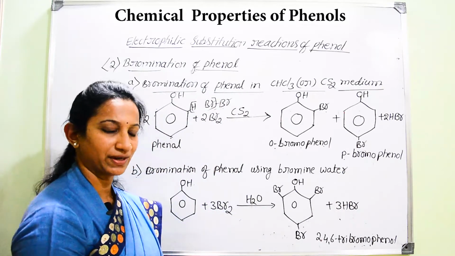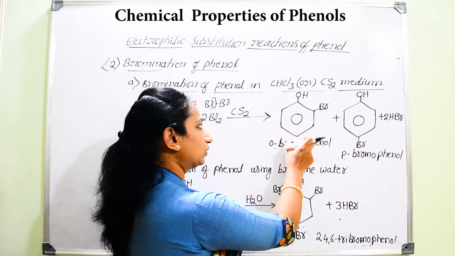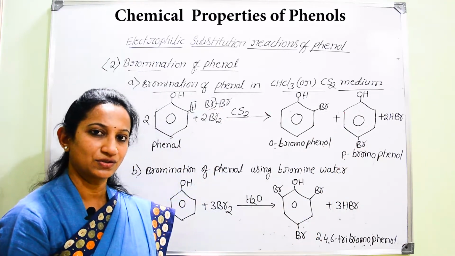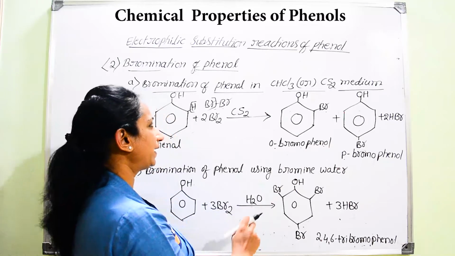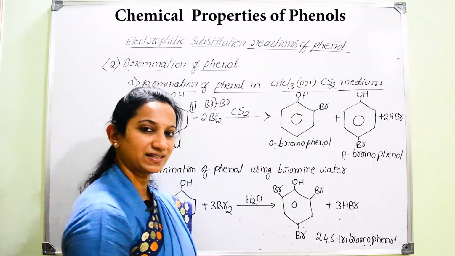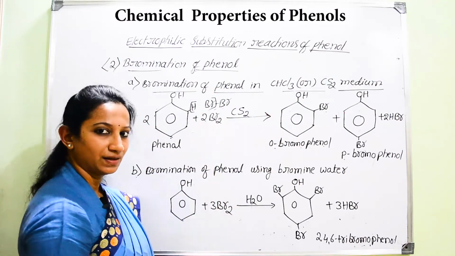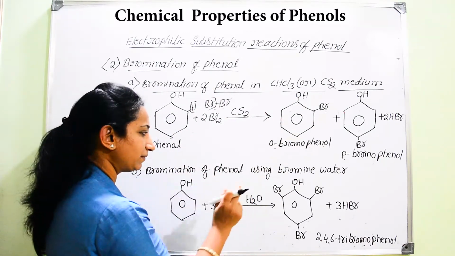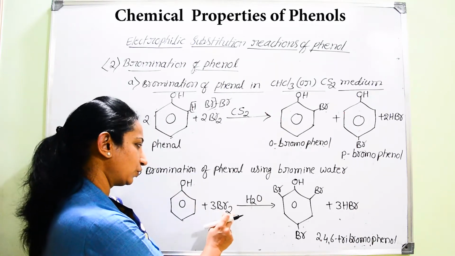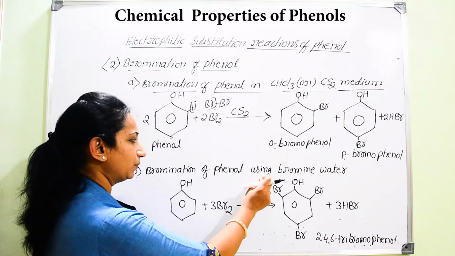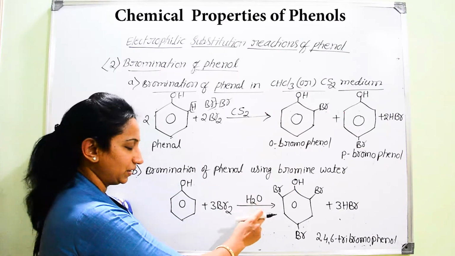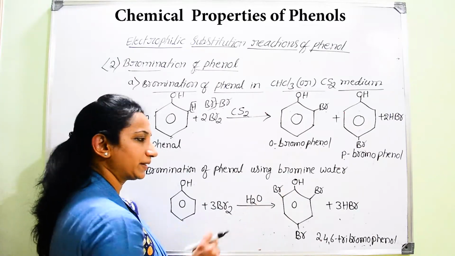That is why you are going to get two types of main products, orthobromophenol and para-bromophenol. So these are the two products obtained in which medium? By using chloroform or carbon disulfide during bromination. And similarly, if you go for the second method of bromination, when phenol is subjected to bromination with bromine water, you are going to get a tri-substituted product.